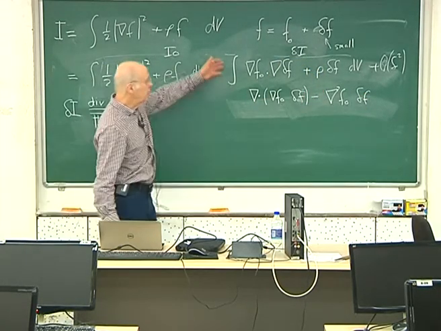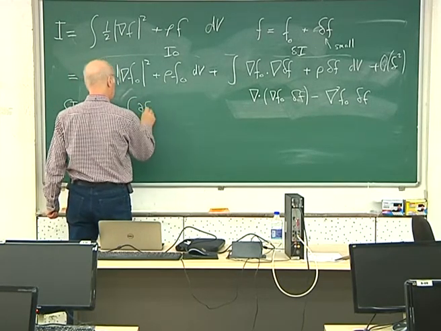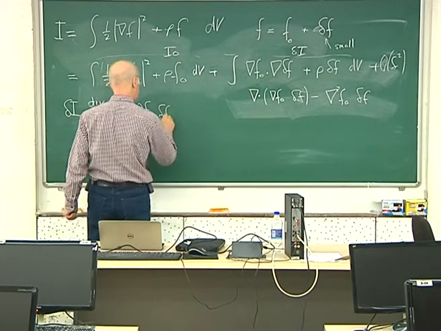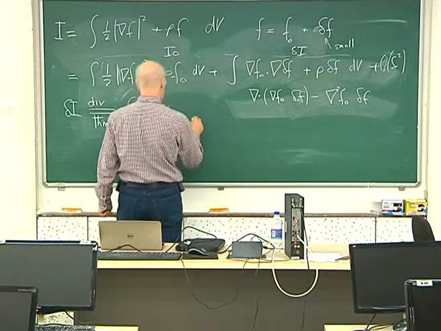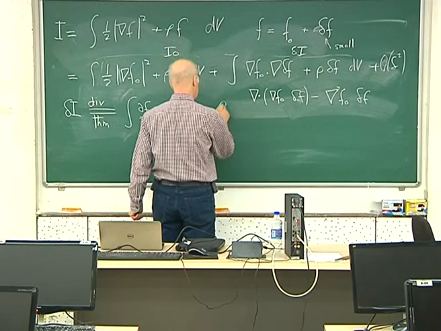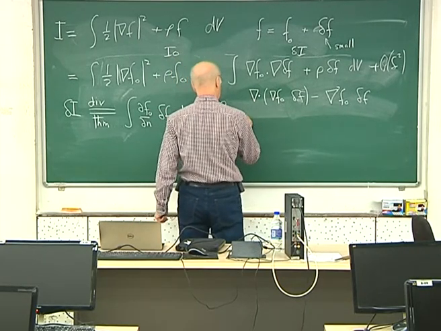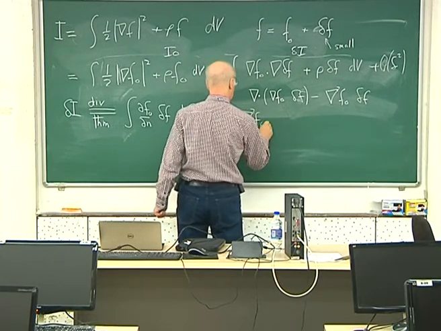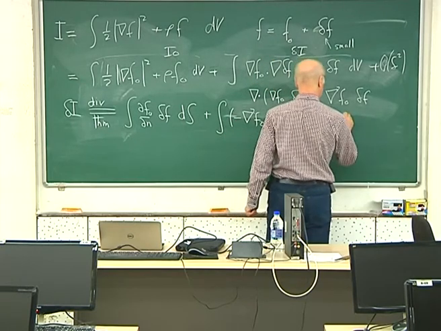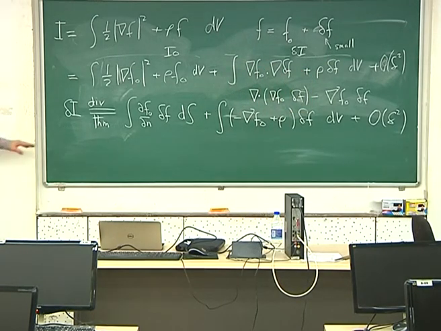Okay, the volume integral of the divergence will give me a surface integral of the df naught by dn times delta f, on the surface, and then I'm going to get plus an integral of minus del squared f naught plus rho times delta f dv. Can you see the next line down?